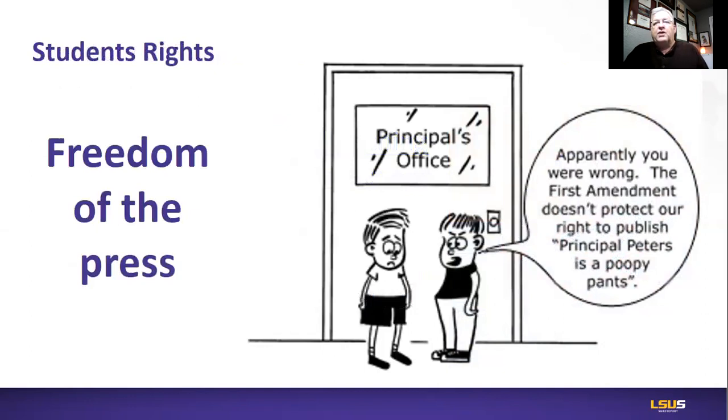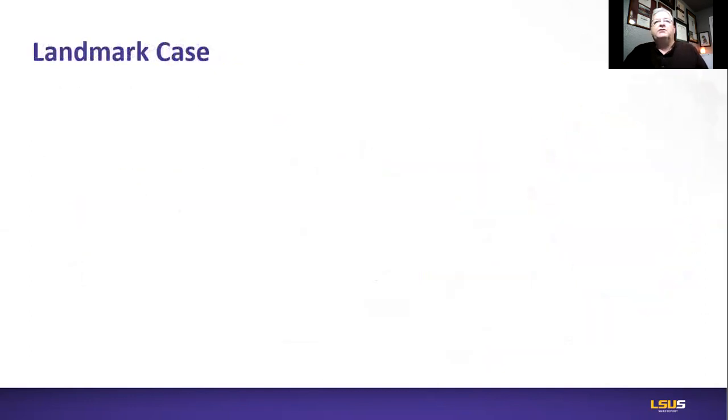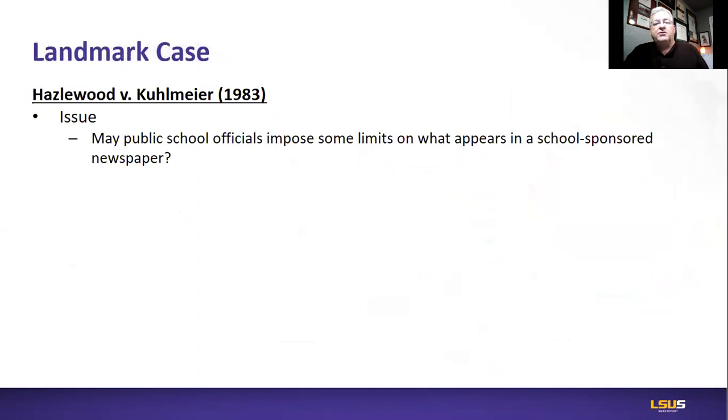The landmark case dealing with freedom of press in the schools is Hazelwood versus Kuhlmeier in 1983. Basically it's a case where the high school paper in question is called The Spectrum. It's part of the journalism class at Hazelwood East High School in St. Louis, Missouri, and was completely supported by the school district. The principal at Hazelwood reviewed the paper before it was published, so he had prior review.